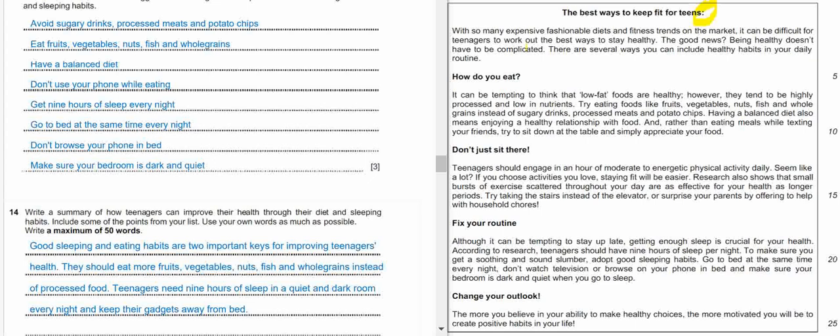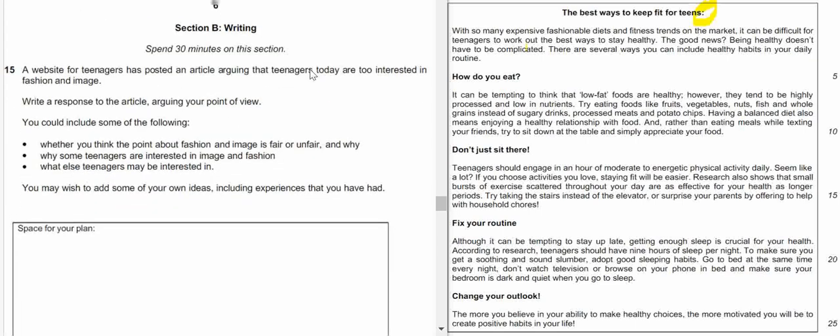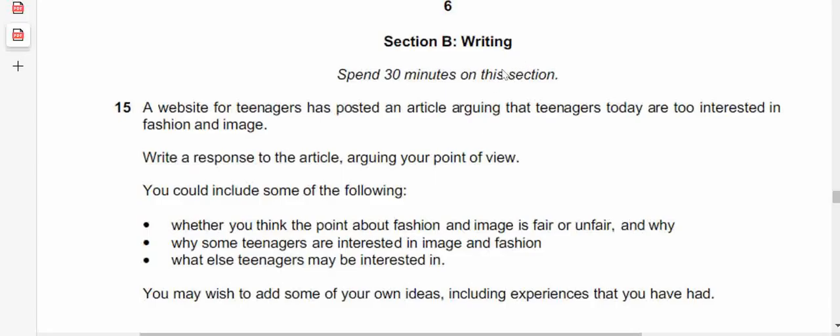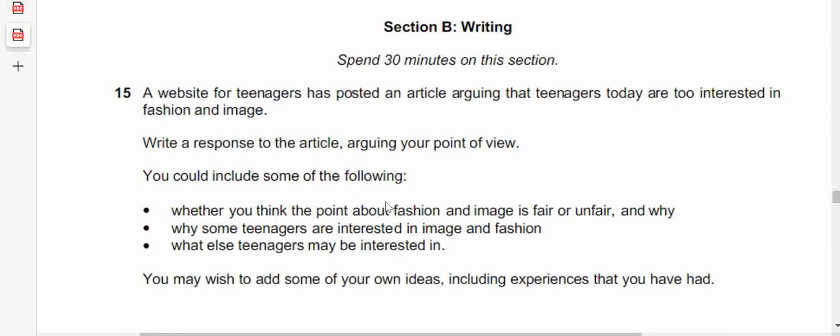Okay. Now we are in question 15. A website for teenagers has posted an article arguing that teenagers today are too interested in fashion and image. Now, this section is 30 minutes, so write a response to the article arguing your point of view. You should include some of the following: whether you think that the point about fashion and image is fair or unfair, and why. Why some teenagers are interested in image and fashion. What else teenagers may be interested in. You may wish to add some of your own ideas, including experiences that you have had.